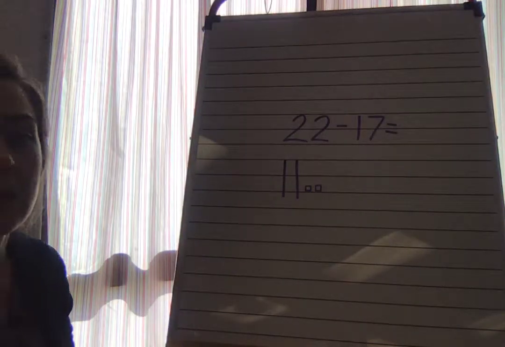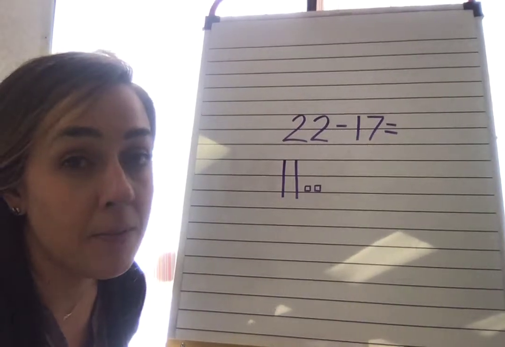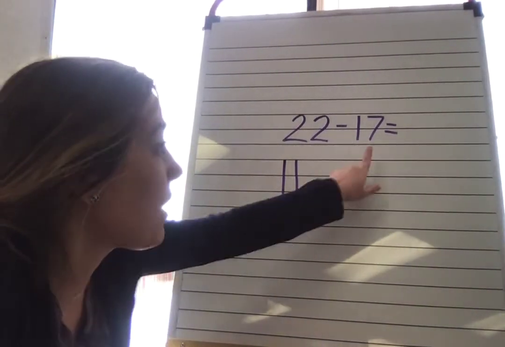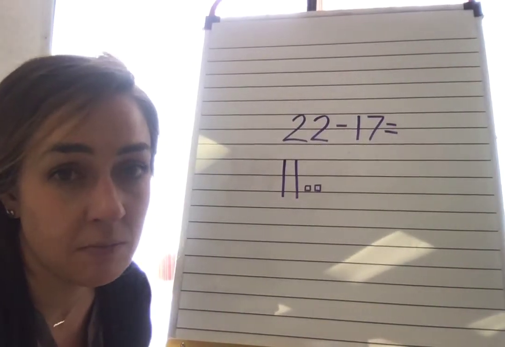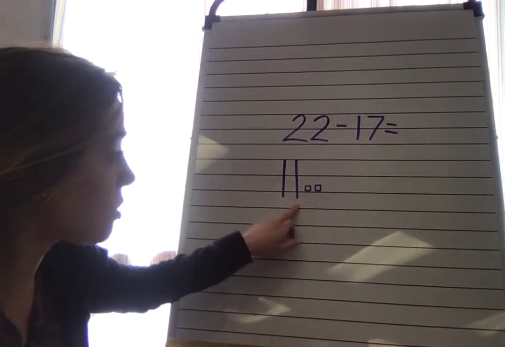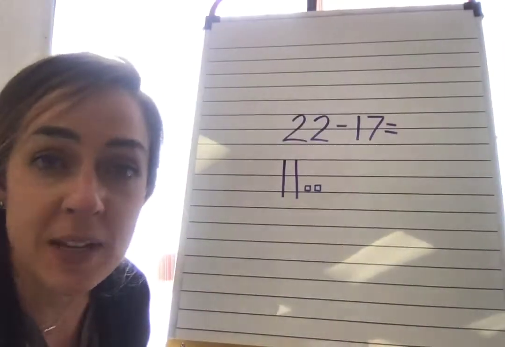All right, you'll notice that we are running into the same problem that we did before. We want to take away 17, but we don't have 7 1s to take away. So we have to go next door. We have to knock, say, excuse me, 10, can you give me some 1s?